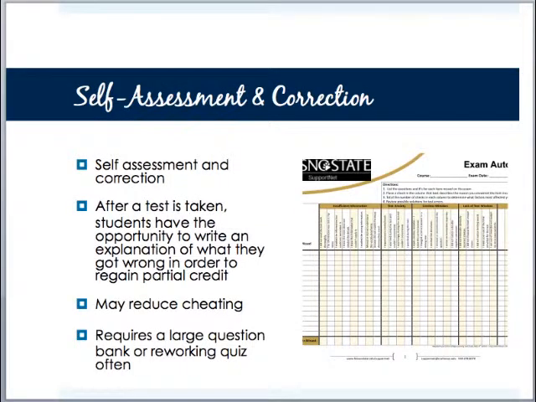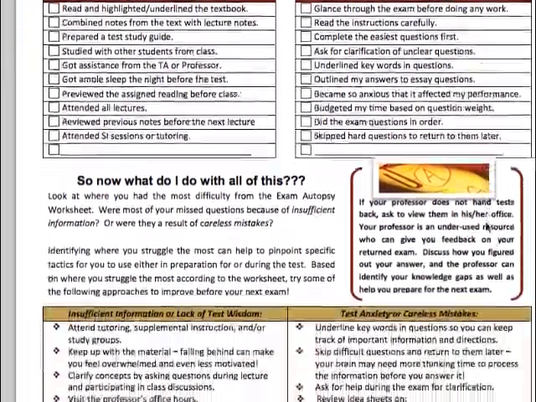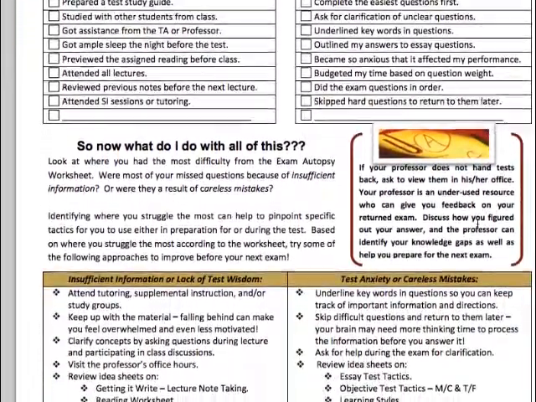Allowing students to review their tests and/or do test correction can provide an opportunity for reflection. It could also reduce cheating, but it does require a large question bank. Using an exam autopsy, such as this one, is a fun and easy way to allow students to break down their assessment performance and prepare for the next assessment.